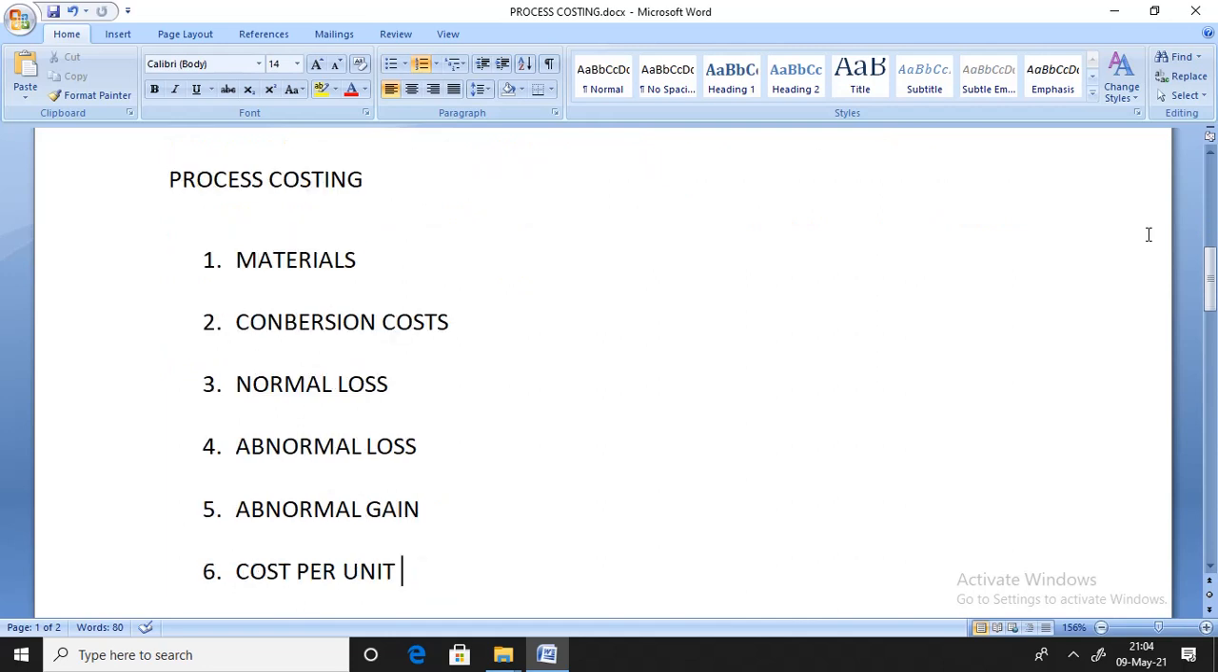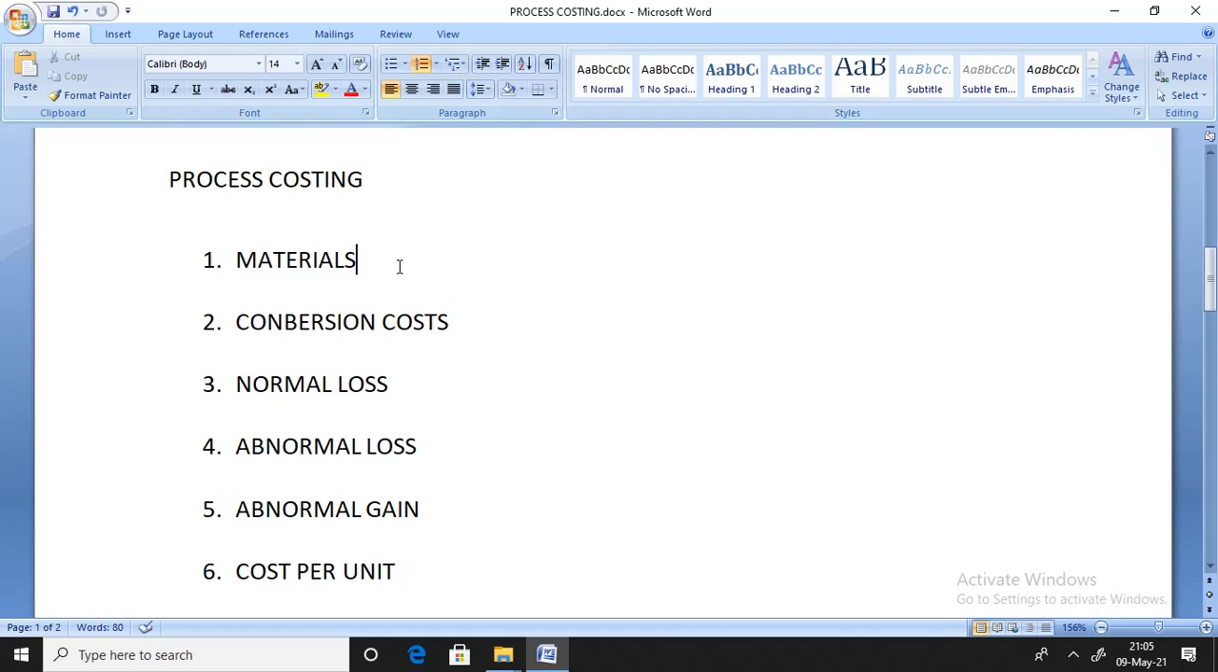So in process costing, first of all, you have issues of materials. These are materials that have been issued from stores and given to the production department, and the production department is there to convert these raw materials into finished goods. So you have material inputs into the process. You need to assess how much material has been input into the process and at what cost.